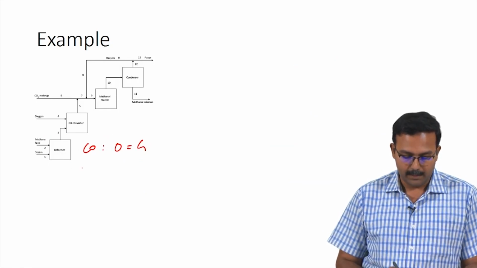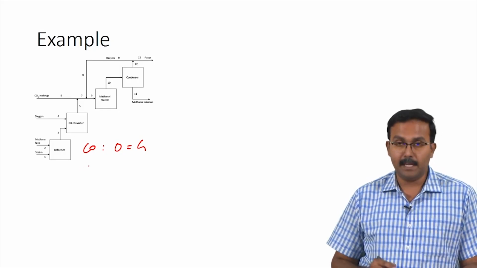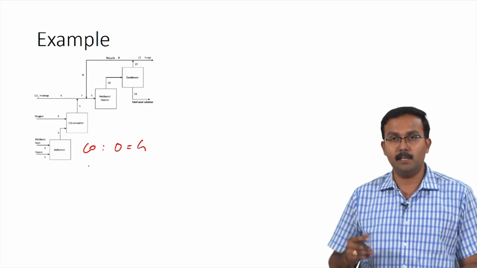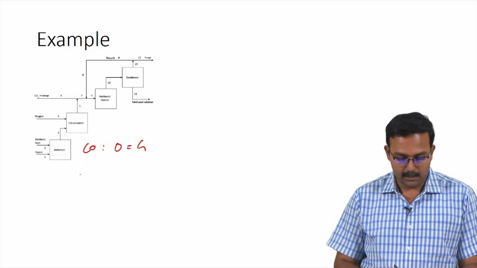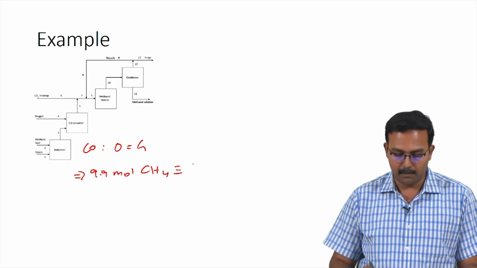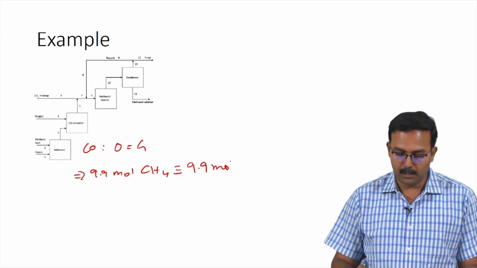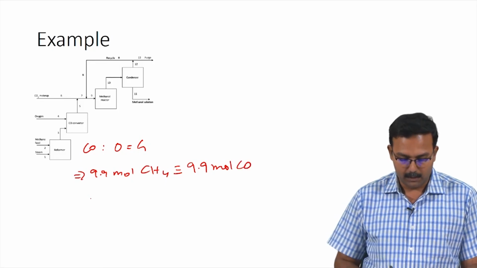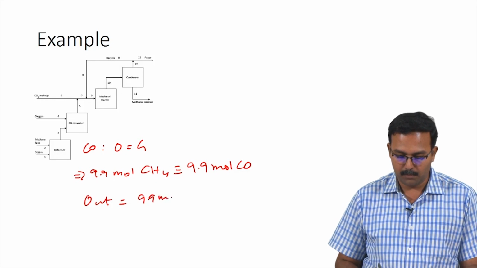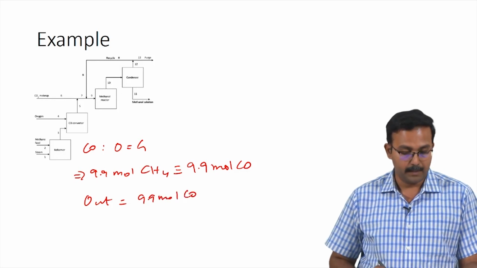equals generation. So, we knew that 90% of methane which was consumed went into the main reformer reaction and the rest 10% went into the side reformer reaction. This implies 9.9 moles of methane went into formation of carbon monoxide. Based on stoichiometry, this would have produced 9.9 moles of carbon monoxide. So, output would be equal to 9.9 moles of carbon monoxide.